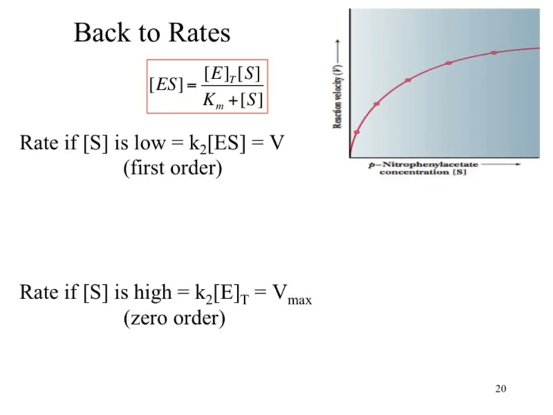So now let's start to do all the substitutions because I didn't actually stepwise these in. So let's start to drop this. So we've got V equals K2 times our enzyme substrate, which we said was E over T times our substrate over Km plus our substrate. Right?